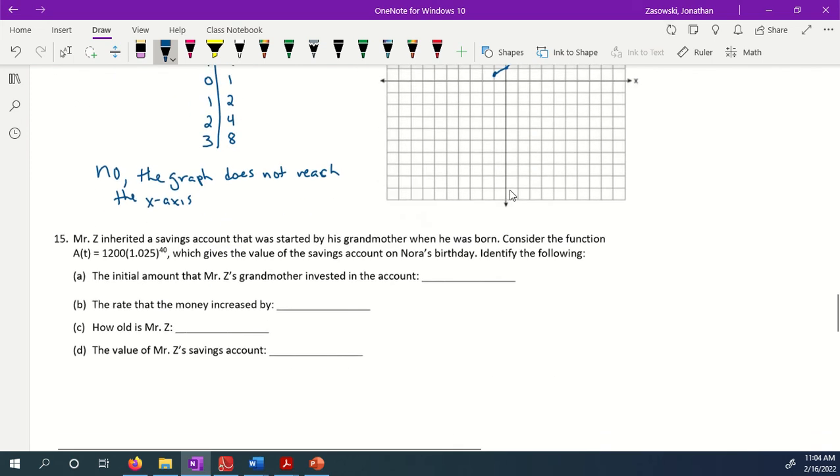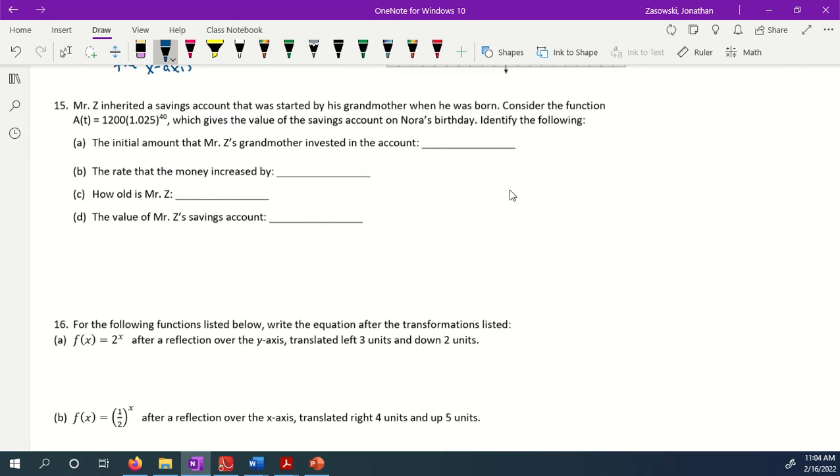Okay? Number 14, Mr. Z inherited a savings account started by his grandmother when he was born. Consider the function A of t equals 1200 times 1.025 to the 40. Let's get the value of the savings. Oh, we forgot to change Nora's name to Mr. Z. Get out of here, Nora.